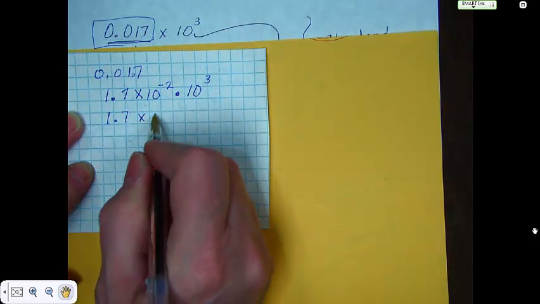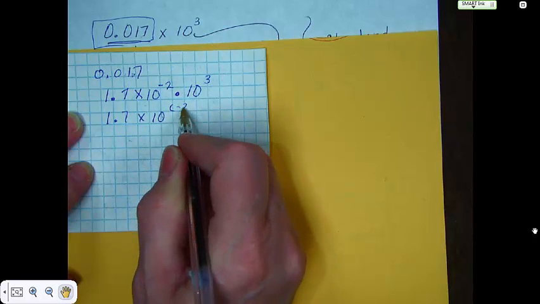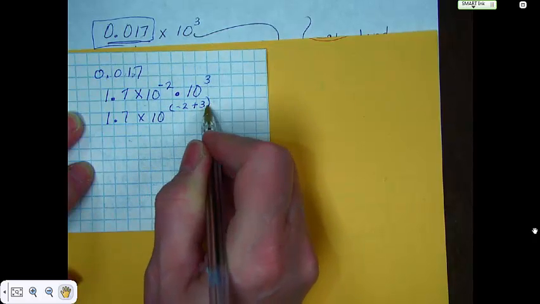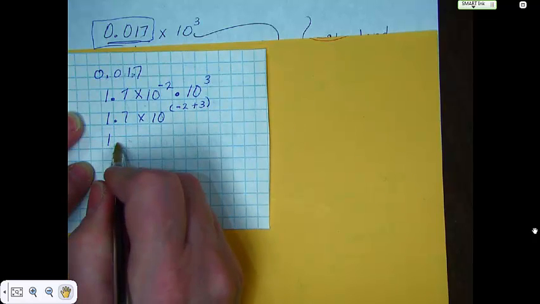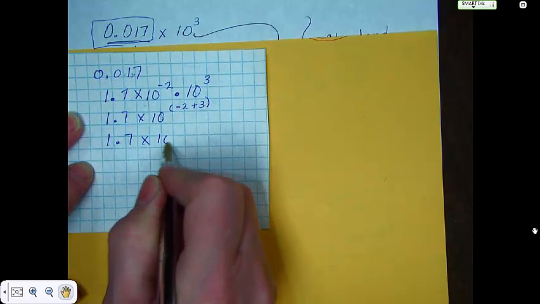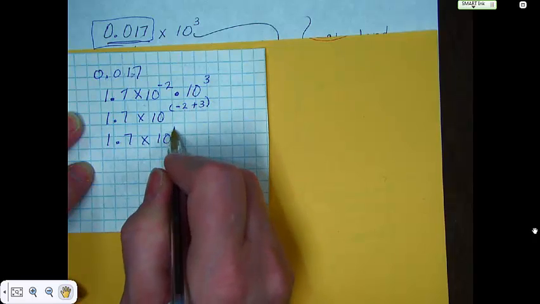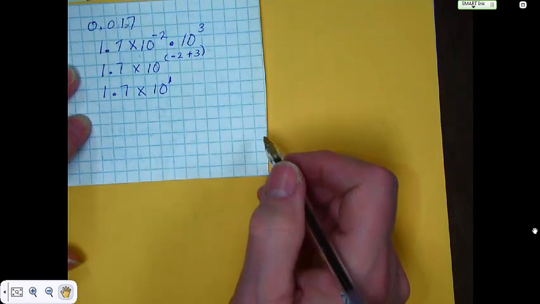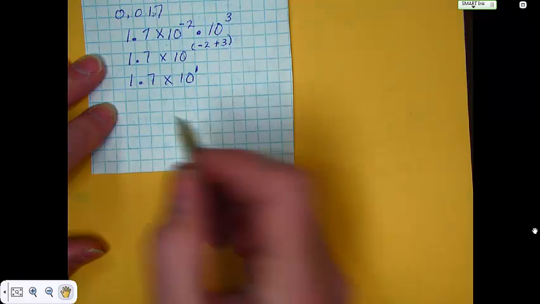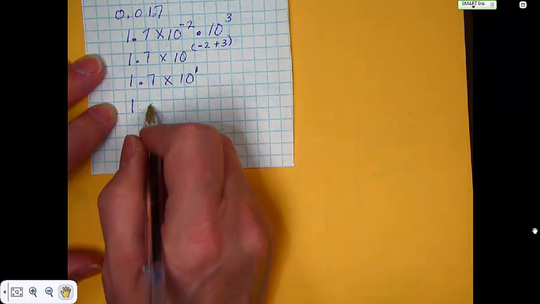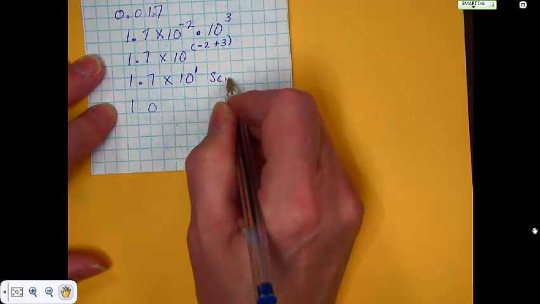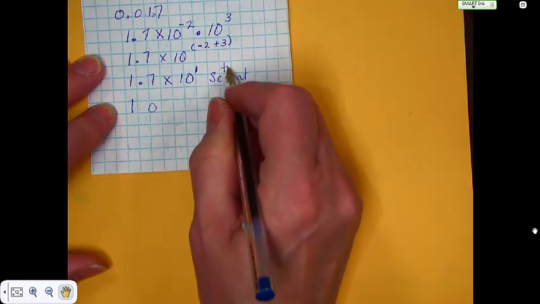1.7 times 10 to the negative 2 plus 3. You're still adding them, but you got a negative there, so that's going to make a difference. 1.7 times 10 to the negative 2 plus 3 just leaves us as 10 to the first. Okay? And then we would take 1 and then put our decimal right here. This is scientific notation. This is the true.